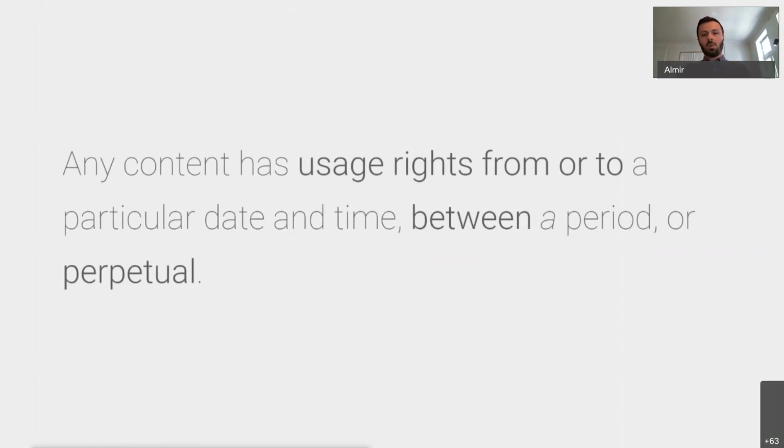And lastly, I just want to show a quick example of how you can use F# to express your domain. So let's look at a domain-specific rule. We have a domain-specific rule saying that any content has usage rights from or to a particular date and time, between a period, or it's perpetual. For those who are not familiar with the word, perpetual just means that the content has usage rights indefinitely. This is typically content that NRK produces itself, so News or even the TV show Skam, if you're familiar with that.